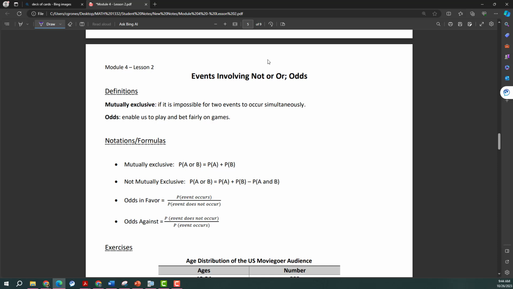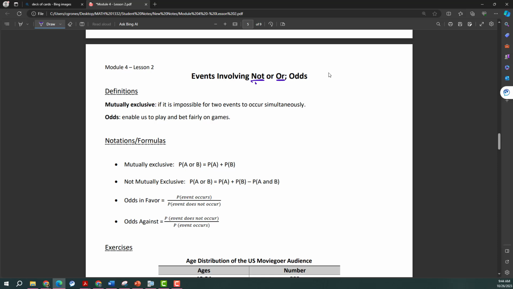events involving not, or, and then we're also looking at odds. So the definitions that we're looking at, we have mutually exclusive if it is impossible for two events to occur simultaneously. So what that means is, let's say that we are drawing a card from the deck of cards.